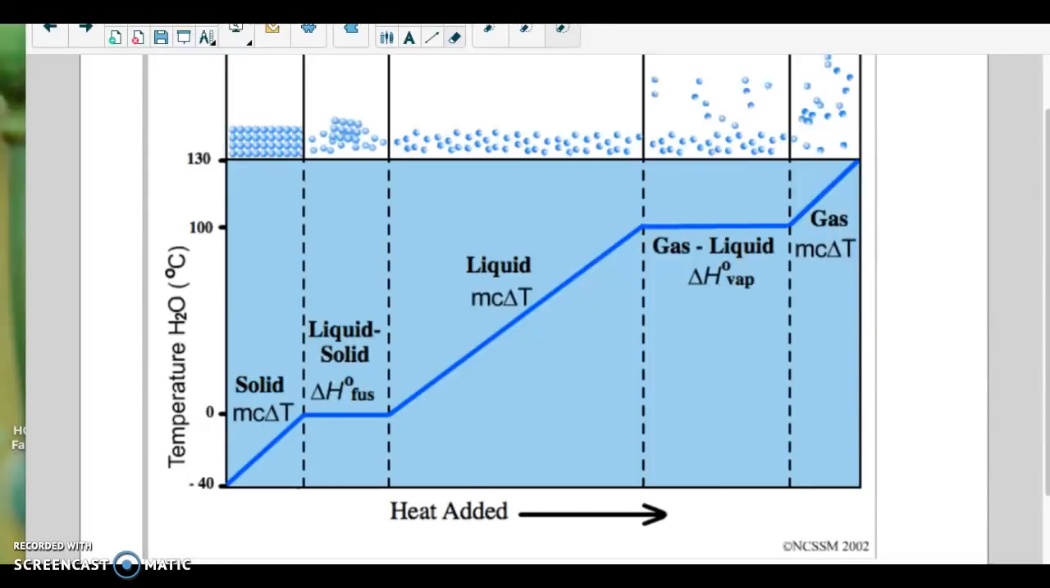Hey guys, I wanted to show you, first of all, just kind of talk about it conceptually and then show you how to do total energy calculations. So this graph is something that I would put into your notes.